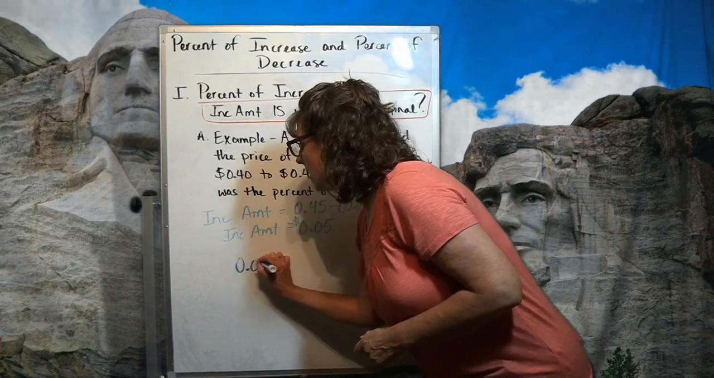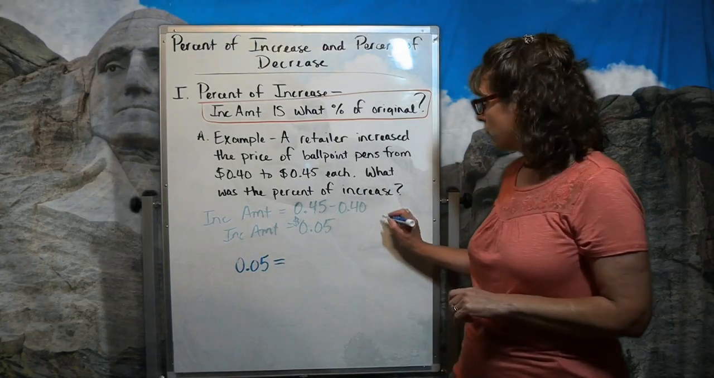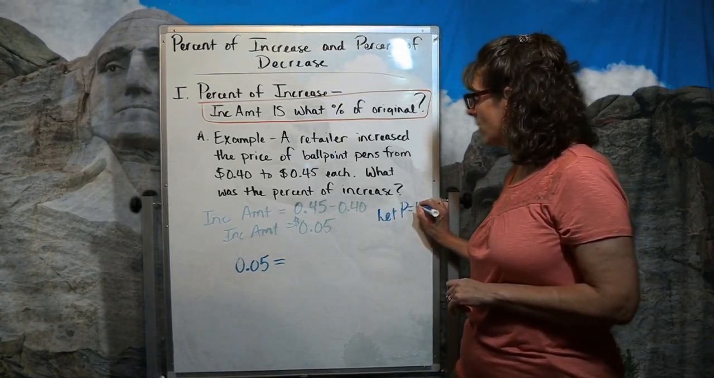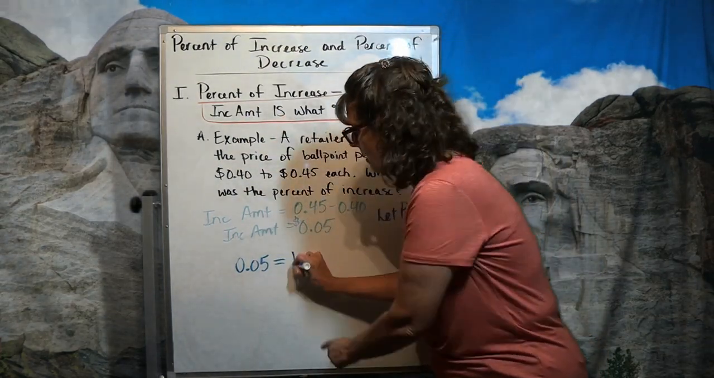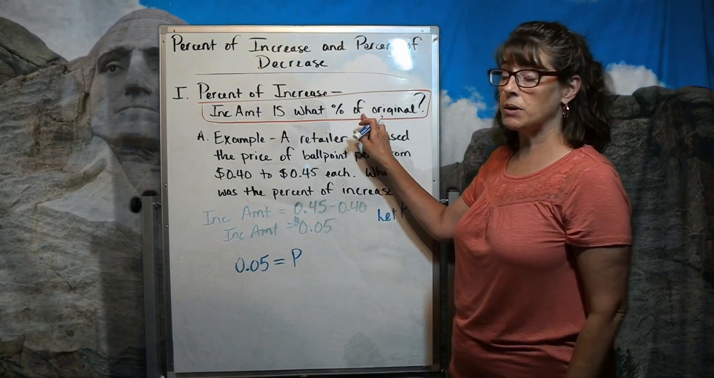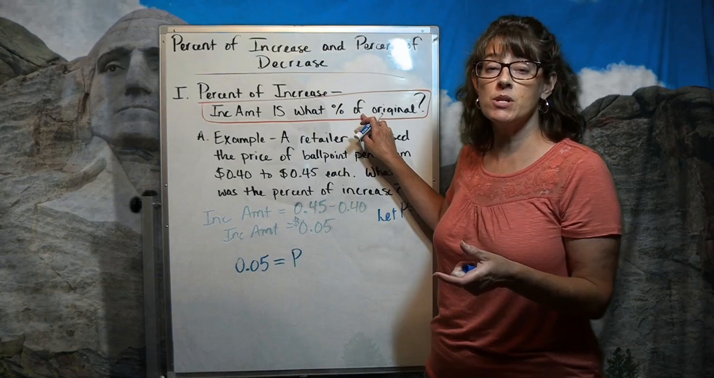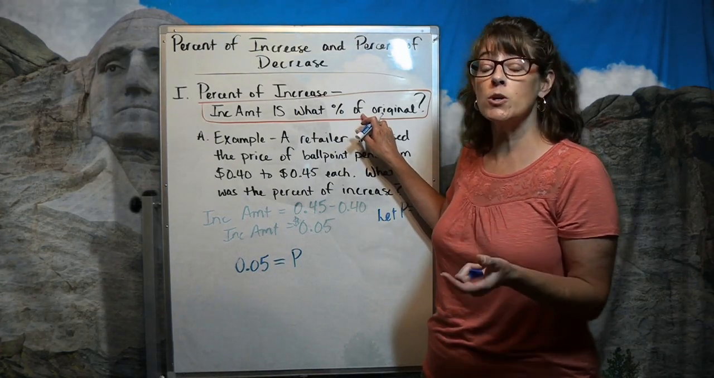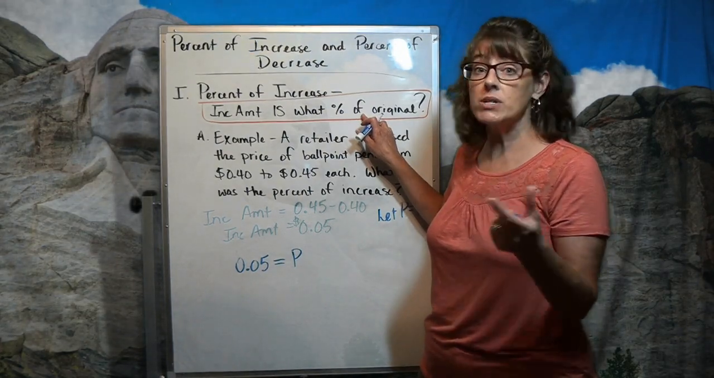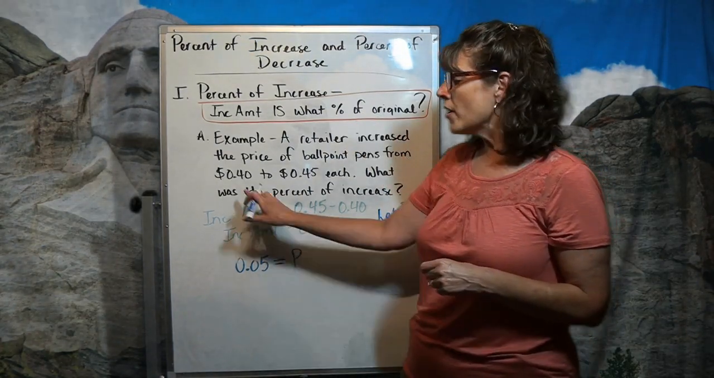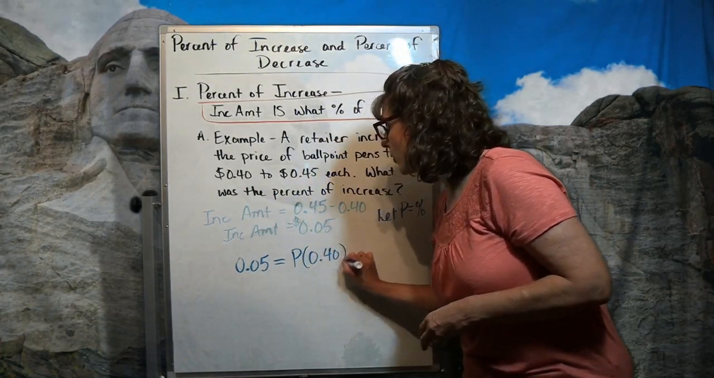So the increase amount is what percent? Well, that's what we're looking for. So let's let P equal that percent. So the increase amount is what percent, I don't know, of means multiplication, the original. A percent of the original. You never do a percent of the final, always a percent of the original. Even when we talked before about discount amounts and sales tax amounts, we said we always take a percent of the original. Here, the original price was 40 cents. So we're going to multiply that P to 40 cents.